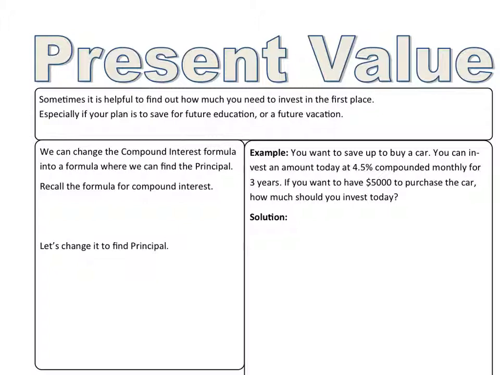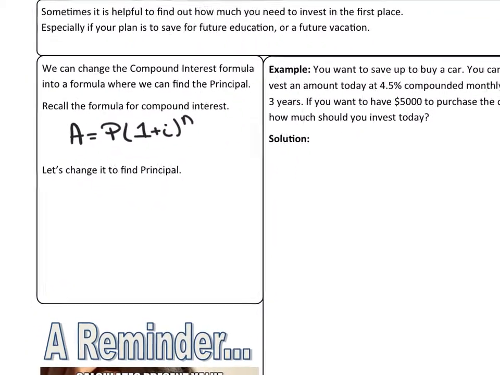So all we're going to do is change the compound interest formula into a formula where, instead of finding the amount, we find the principal. Remember the formula yesterday was A equals P(1 plus I) to the N. And we did some calculations with I and N first before we used the formula. We're still going to do that today, and the same concepts apply. We're still going to find I the same way we did yesterday, and find N the same way. But instead of finding A, we're going to find the principal.